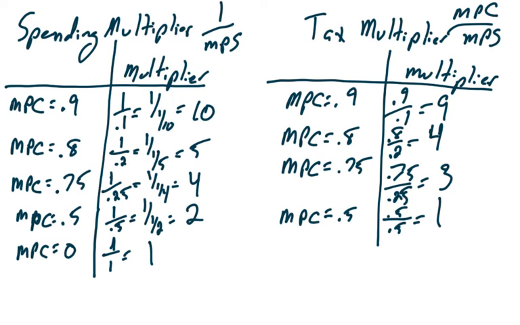One thing we should notice here, guys, if for whatever reason you're working with a tax multiplier, and you cannot remember the tax multiplier formula, but you do remember the spending multiplier formula, you should have noticed that the tax multiplier is always going to be 1 less than the spending multiplier. So if you can figure out the spending multiplier, just subtract 1 and you will have the tax multiplier instead.